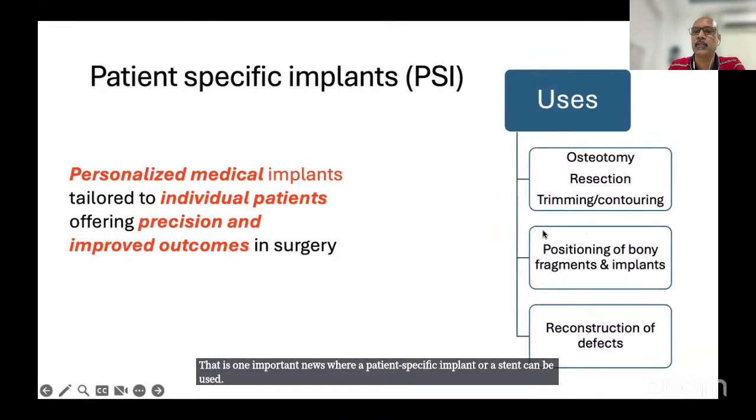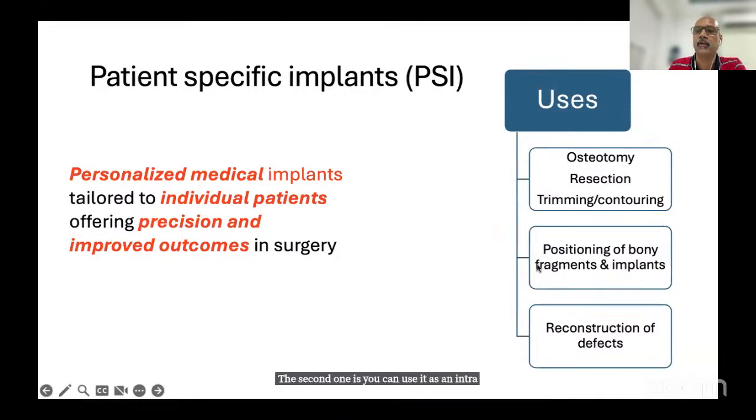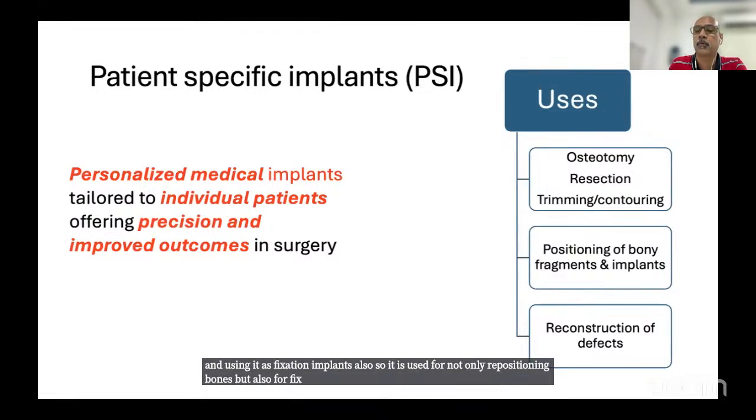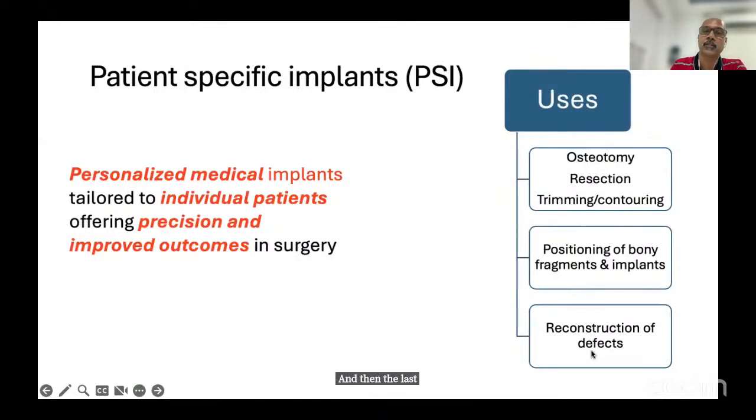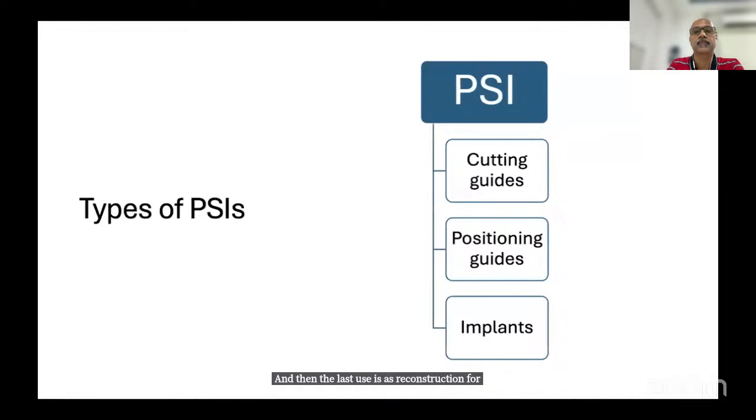The second one is you can use it as an intraoperative guide for positioning fragments of bone and using it as fixation implants also. So it is used for not only repositioning bones, but also for fixing of different bony fragments after an osteotomy. And then the last use is as reconstruction for large defects. Now, when you see this, there are different forms of patient-specific implants, and they can be grouped as cutting guides, positioning guides, and implants for fixation or reconstruction.